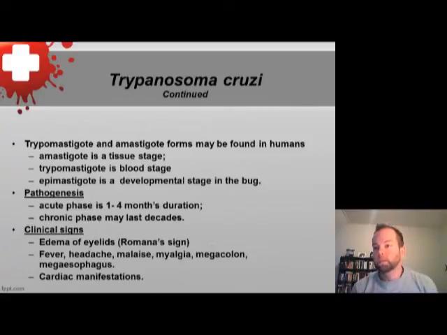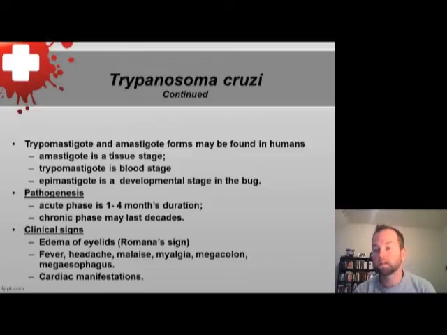In humans, we have the trypomastigote and the amastigote form. The amastigote form, again, is the tissue phase. The trypomastigote stage is the blood stage. Epimastigotes are the developmental stage, found only in the reduviid bug reservoir.